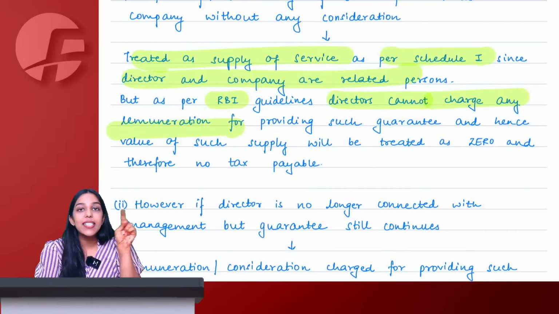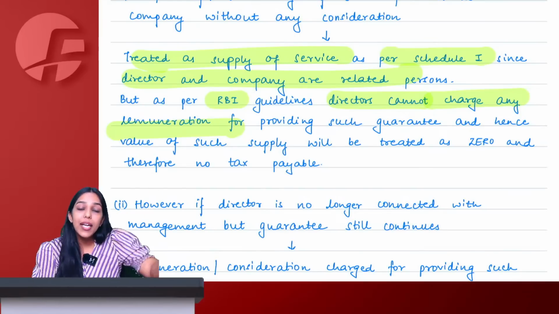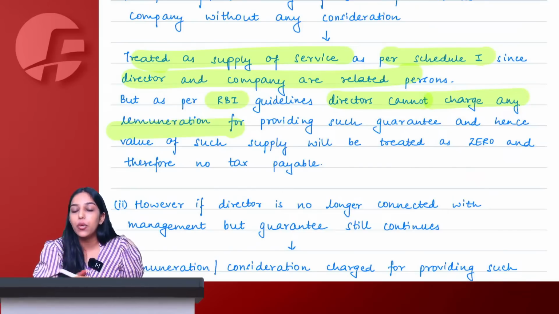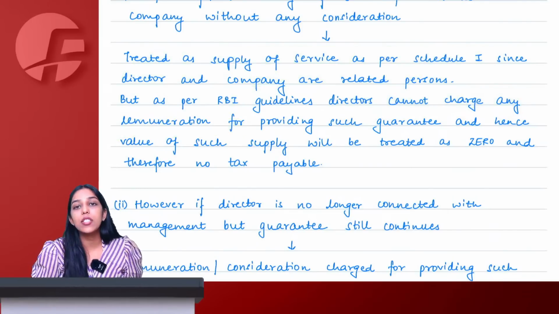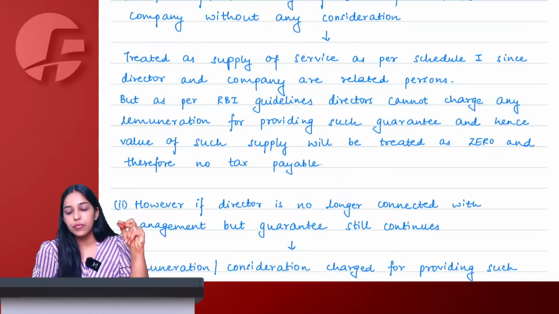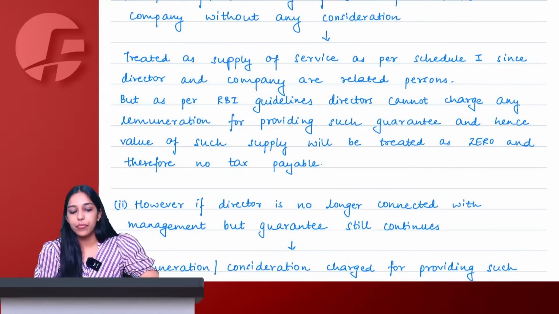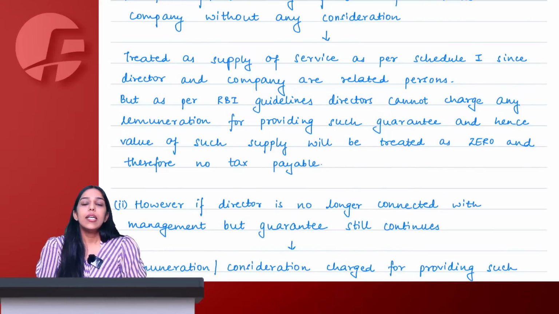Not because GST is exempt. GST will be 0 because the value of supply is 0, because RBI has said that there is no open market value for a director to give a personal guarantee to any company. Does this make sense to everyone? Say yes or no. Tell me quickly, is it clear to all of us?